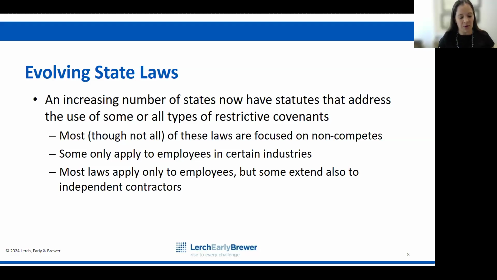But more recently, there has been an increase in statutes that address some types of restrictive covenants for all industries. So focusing on non-competes or non-solicits, not just for a specific industry, but in general. And then also looking to expand those provisions, not just to agreements with employees, but also agreements with independent contractors.